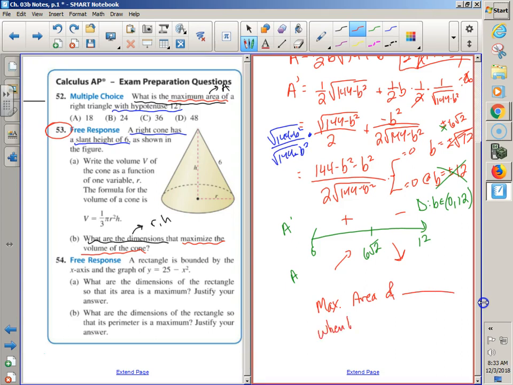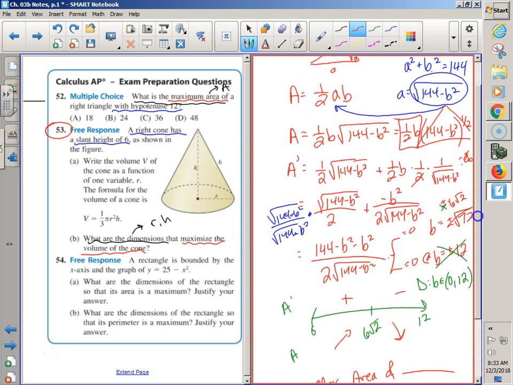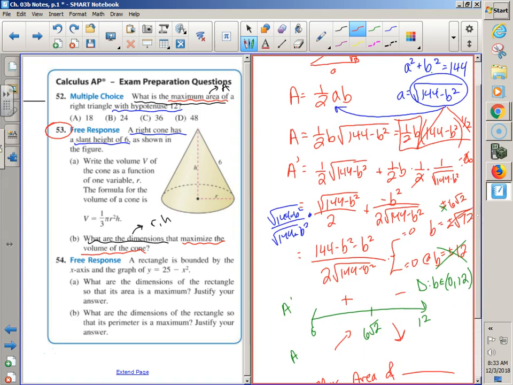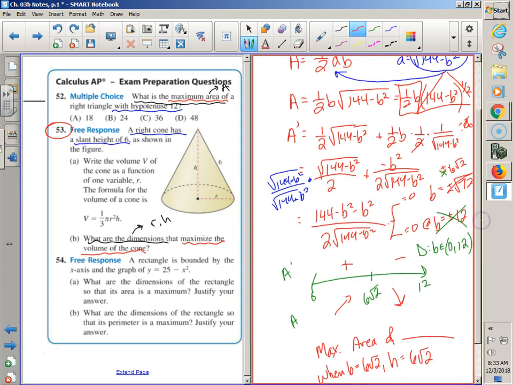What I can say is B equals 6 root 2. We can go back and find H, right? Well, sorry, we didn't call him H after all. But we'd have 144 minus 72. Wait, that's 72. Square root of 72. Oh, they're both the same thing. Okay, 6 root 2. So then we have to plug into our area formula to solve.